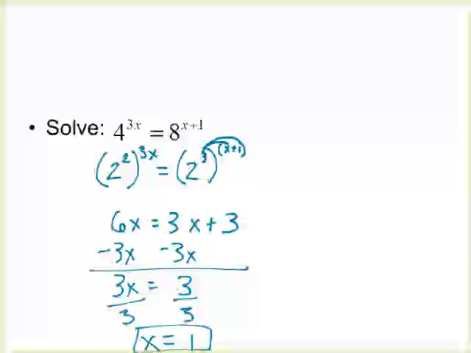And we can always check our answer in any algebra equation problem by plugging it back into the original problem. So if I plug that back into the original problem, I would have 4 to the 3rd, 3 times 1, is 8 to the 1 plus 1, or 8 squared. And we can check those on our calculator and confirm that they are the same. 4 to the 3rd and 8 squared are both 64. So this does work.